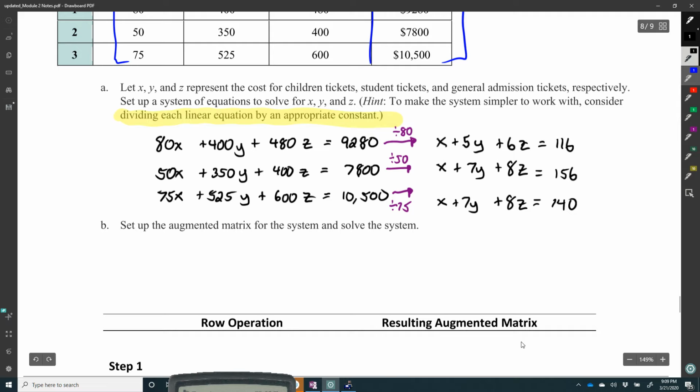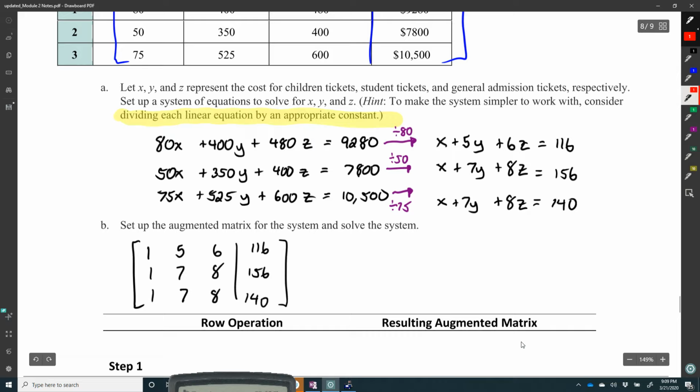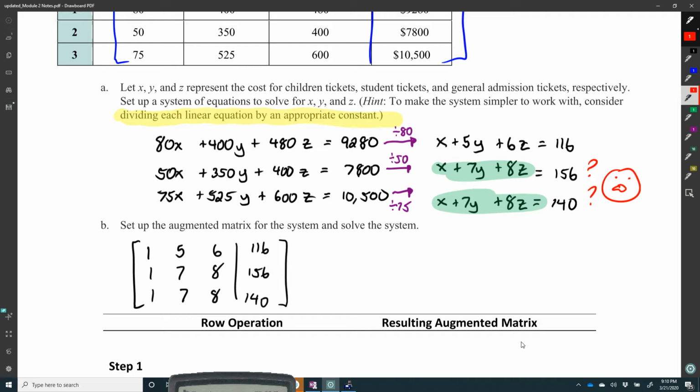So the augmented matrix that we get is 1, 5, 6, 116, 1, 7, 8, 156, and then 1, 7, 8, 140. Well, the dilemma here is, notice that these two, right here and right here, are exactly the same. But then why do we get two different answers? Okay, so because of that, we have no solution. So just by looking at it, I can already tell there's no solution.